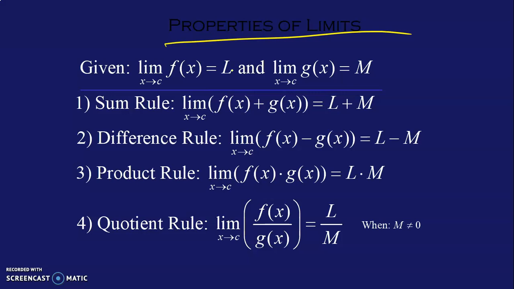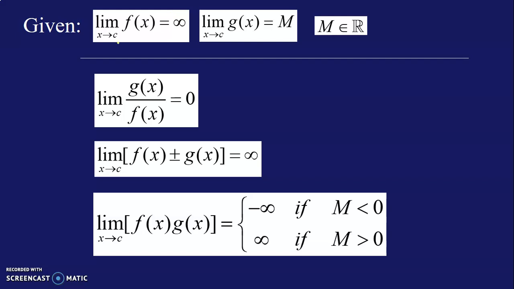Now, it's pretty straightforward if the limits are both real numbers. It starts to get a little bit more interesting if one of the limits is either positive or negative infinity. So let's take a look. Let's assume that we've got the function f of x, and the limit as x approaches c is positive infinity. And then we've got g of x, and the limit as x approaches the same value of c is some value m. We don't know anything about m except that it is a real number, so it's not infinite. So one of the limits is infinite, the other one is a finite value, a real number.